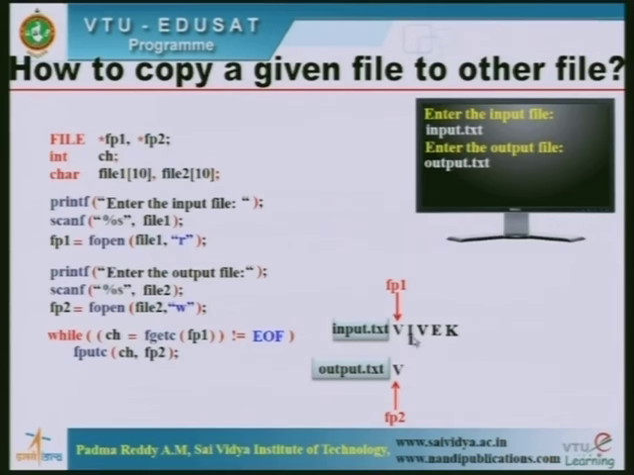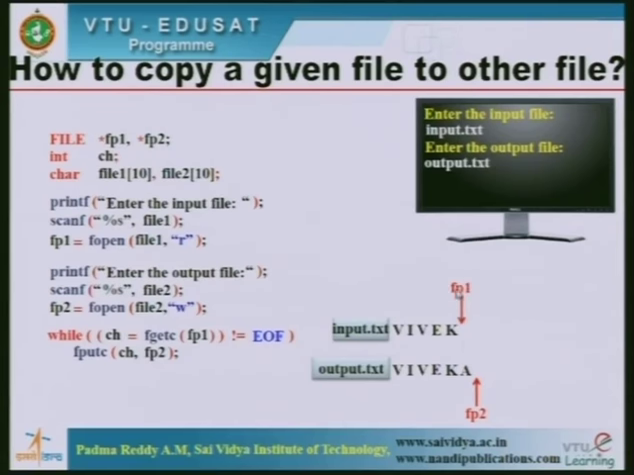Now what will happen? This V will come here. Next I will come here. Next V will come here. Next E comes here. Next K comes here. And the process will be repeated. I am sorry, this A is not there here. The process is repeated, and finally the pointer comes here. This A is not there in the output file.